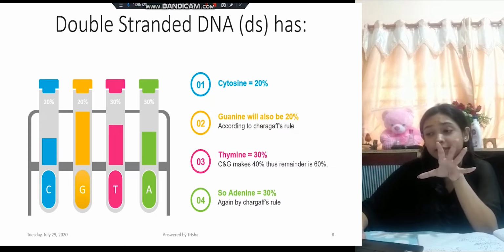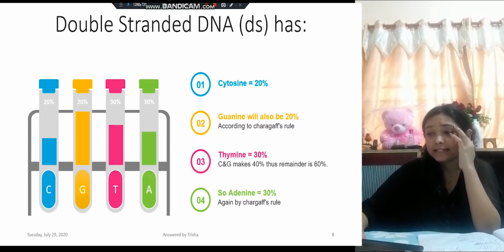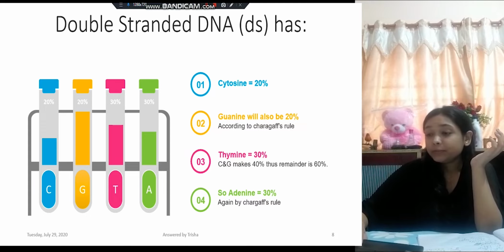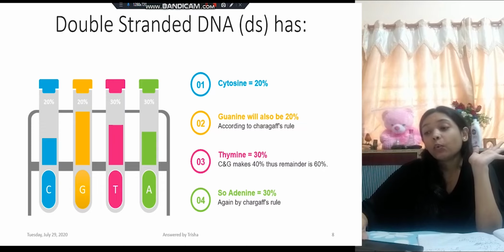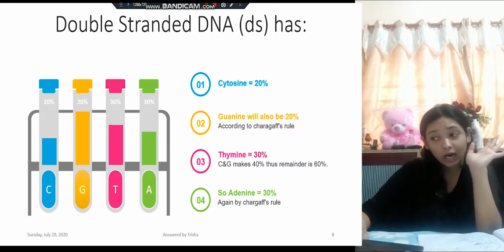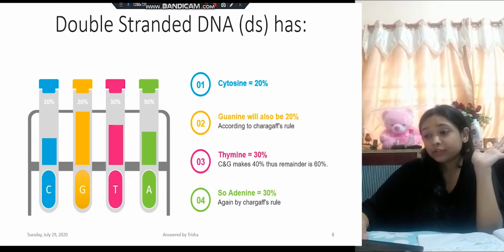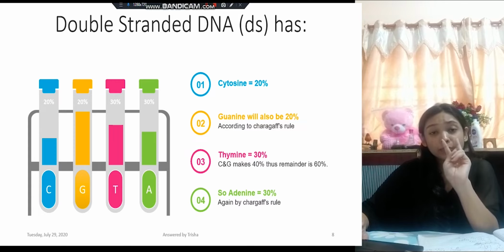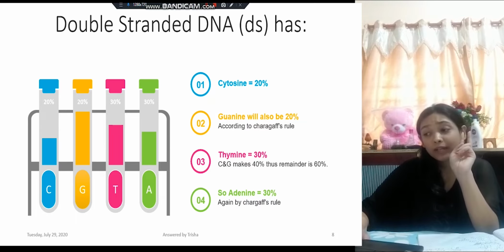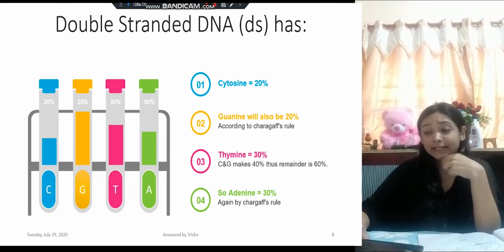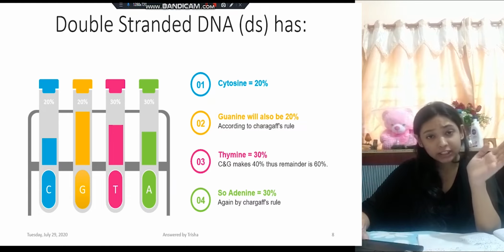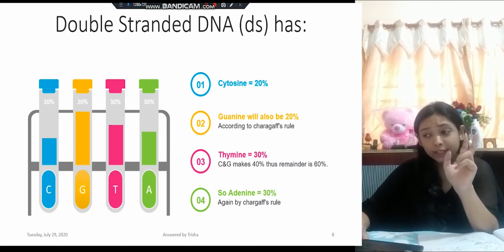With these concepts, we can answer the question. Cytosine is 20%, as given in the question. So what will be the amount of guanine? It is 20% also. How? Because we just dealt with the fact that a purine bonds with a pyrimidine. So when cytosine is 20% and it has to bond with a purine, it will bond with guanine, because G and C form bonding between them.